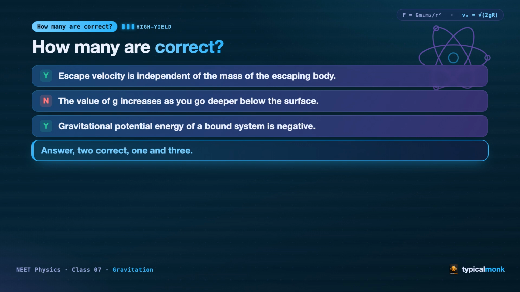So, how many are correct? Two statements, the first and the third. Escape velocity truly does not depend on the escaping mass, and the potential energy of a bound system truly is negative. But the second one is false. g decreases as you go deeper, reaching zero at the center. It does not increase. That single reversal is the trap NEET sets, and now you will not fall into it.